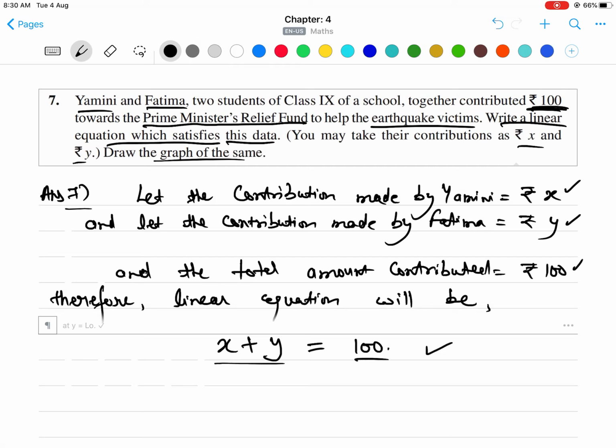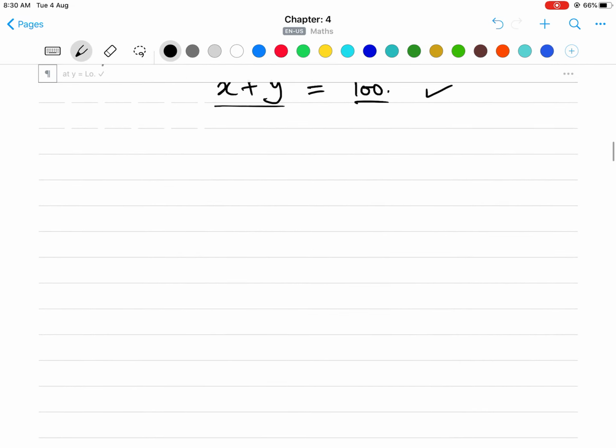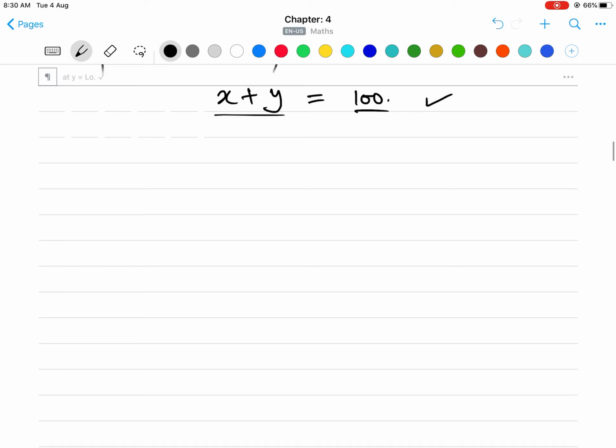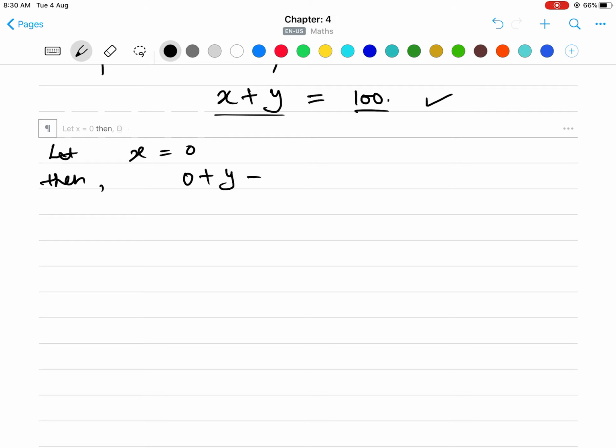Okay, so now we have to represent this data on the graph paper. Okay, let's find a few of its solutions, and we will represent those points on the graph paper. So first let's take x equals 0, then in the place of x we'll write 0 plus y equals 100, and this 0 will be eliminated, so we get y equals 100. Okay, so we'll write this solution in tabular form.